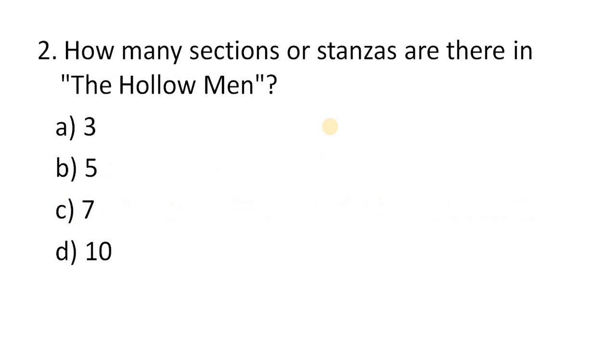Second, how many sections or stanzas are there in The Hollow Man? A. 3, B. 5, C. 7, D. 10. And the correct option is B. 5.